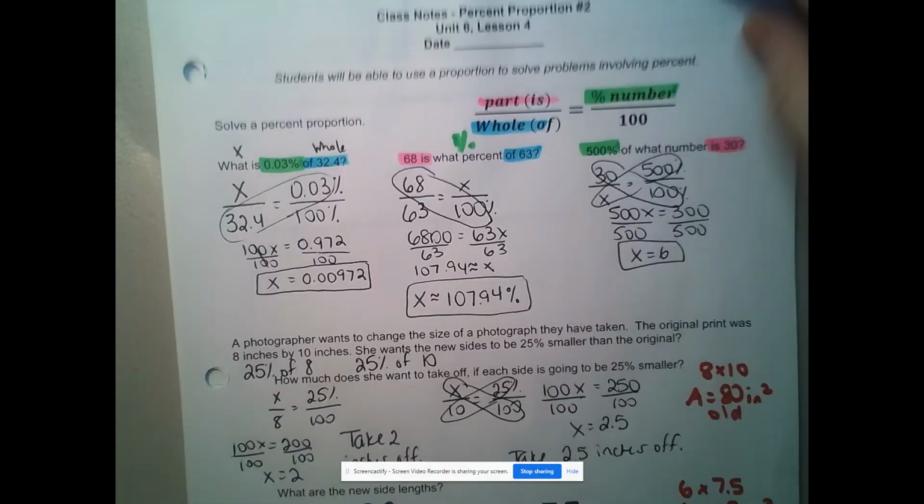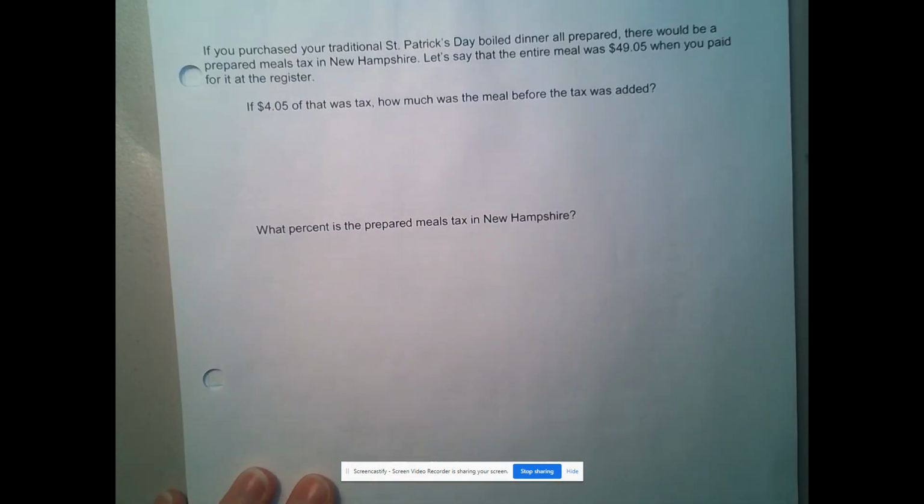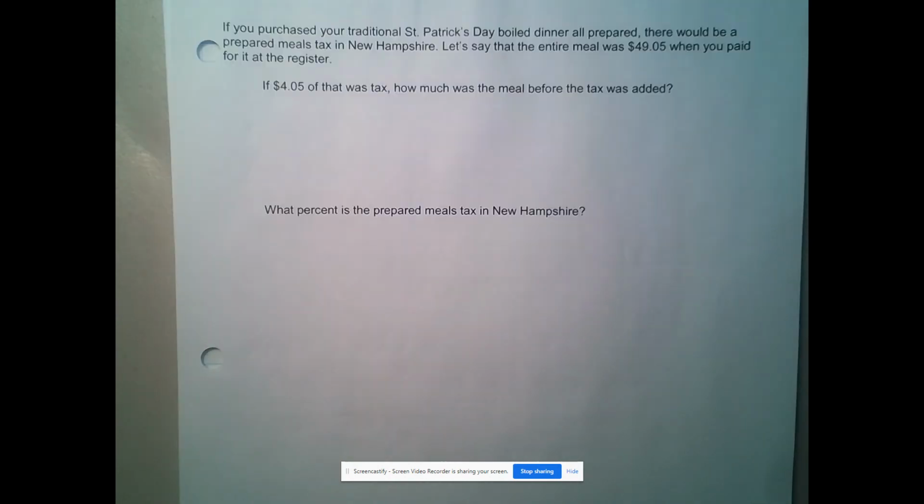All right, so the other application that we have is on the back. If you purchased your traditional St. Patrick's Day boiled dinner all prepared, there would be a prepared meals tax in New Hampshire. Let's say the entire meal was $49.05 when you paid for it at the register. If $4.05 of that was tax, how much was the meal before the tax was added?